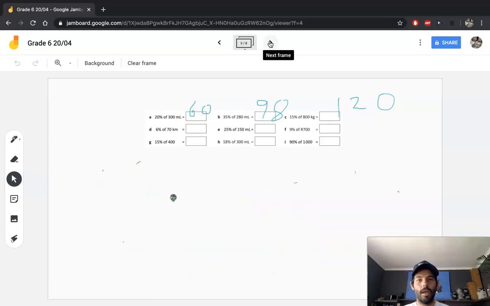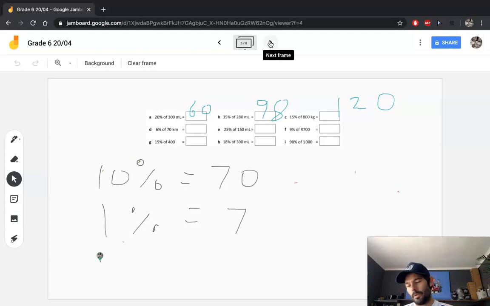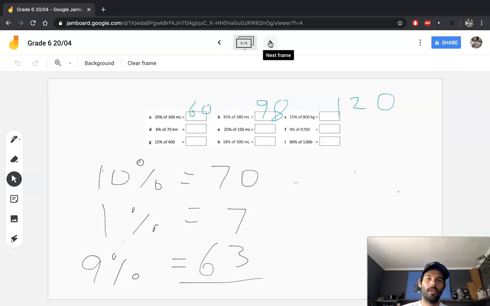9% of 700 Rand. If I work out 10% of 700 Rand, I'm going to get 70 Rand. So 1% must be 7 Rand. I've just divided by 10 to get to 1%. If I know 1%, then 9% must be 7 times 9, which is 63 Rand. I think that's a little bit easier than going 9 out of 100 times 700 over 1 and then multiplying across like that. But if you wanted to do it that way, I'll show it to you quickly.